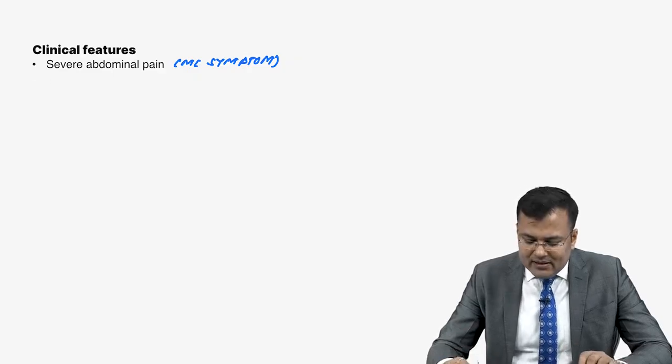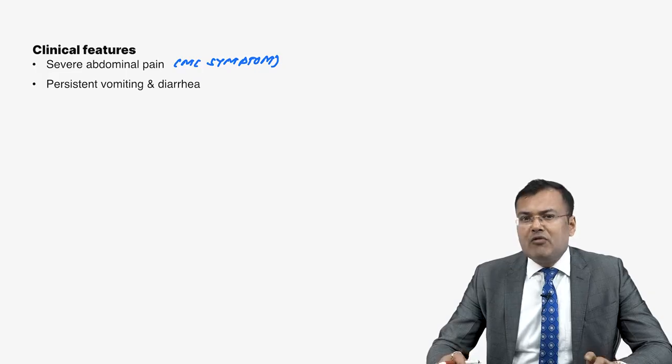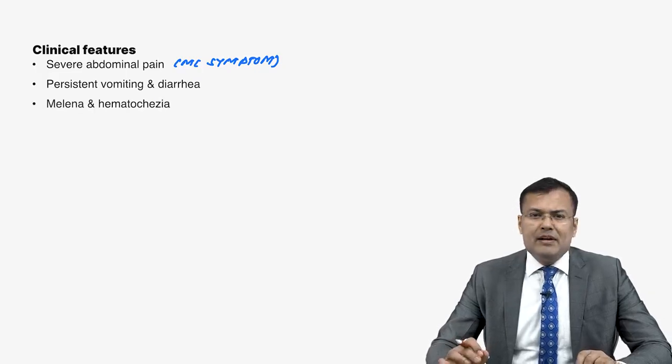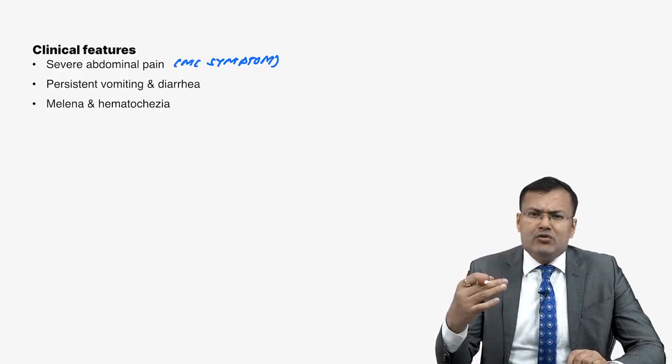There is ischemia. Another thing, the patient will be having persistent vomiting and diarrhea. There is melena and hematochezia. You know why there is melena and hematochezia?